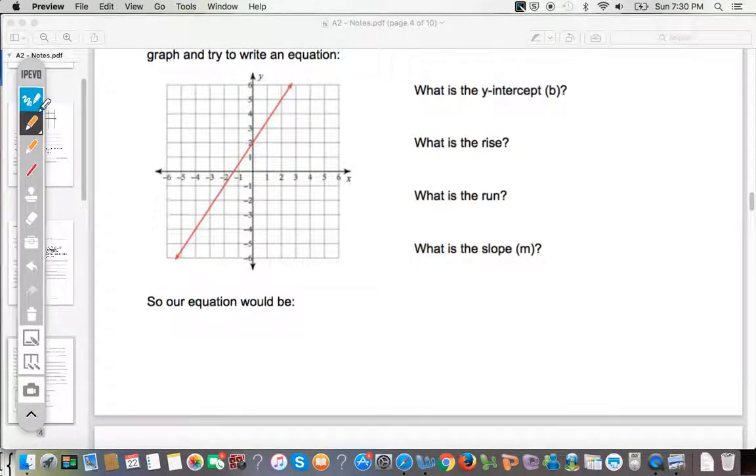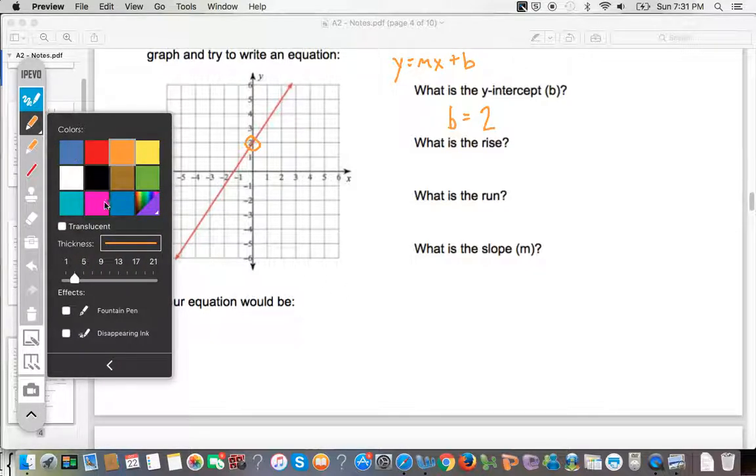So let's take a look at this first line. What is the y-intercept here? What is our b? Well, first off, let me write the equation: y = mx + b. Our y-intercept, or our b, is where we cross the y-axis. So I'm going to look at this y-axis here and see where this line crosses it. And just by looking at it, I know it crosses right here. So b = 2. Okay, so from there, let me switch up my color here.